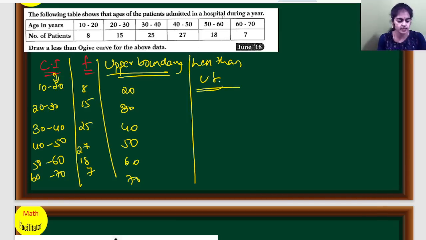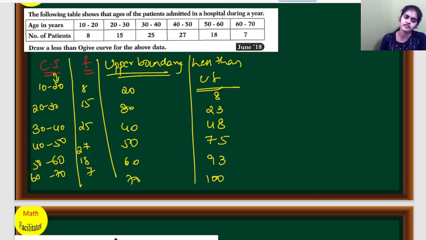What is the meaning of less than cumulative frequency? You have 8 here, so you'll have 8. 8 plus 15 will give you 23. Now 23 plus 25 will give you 48. 48 plus 27 is 75. 75 plus 18 is 93. 93 plus 7 is 100. Did you get it? So simply you will find the less than cumulative frequency.